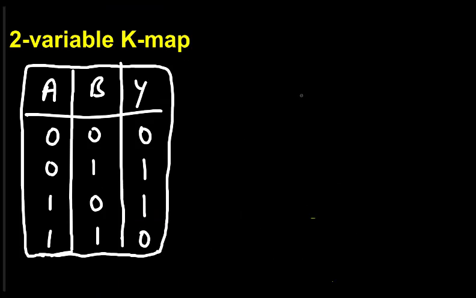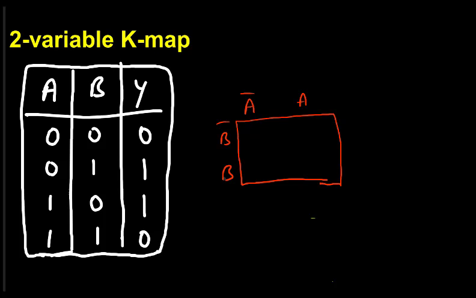Now let us study how to draw a 2 variable K map, how a 2 variable map appears. So this is a truth table. I am just randomly selecting this truth table, okay. Suppose I have this 0 0 is 0, 0 1 is 1, 1 0 is 1, and 1 1 is 0. Now how to draw the K map for this particular truth table? So here I first draw a square box, okay. Then I write A bar, A, and B bar, B.